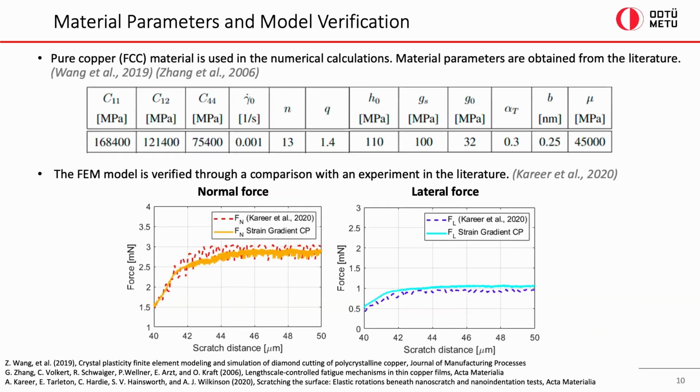So as I said, we worked with a copper material. It's pure copper. It's an FCC material with 12 active slip systems, and the material parameters are shown in this table here. Now, we had to verify our model and this copper material with the literature.